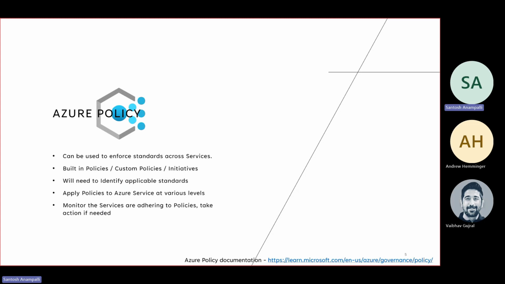Once you apply these policies, there is an inbuilt dashboard available in Azure Policy, wherein you can see the list of policies you have assigned to the organization and how the compliance looks. You can see which resources are following your standards and which resources are not following your standards. So yeah.